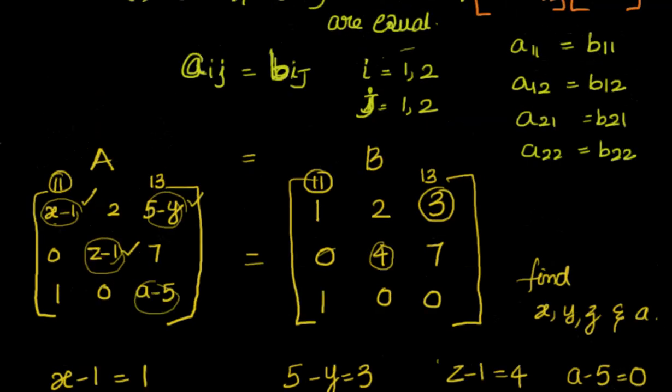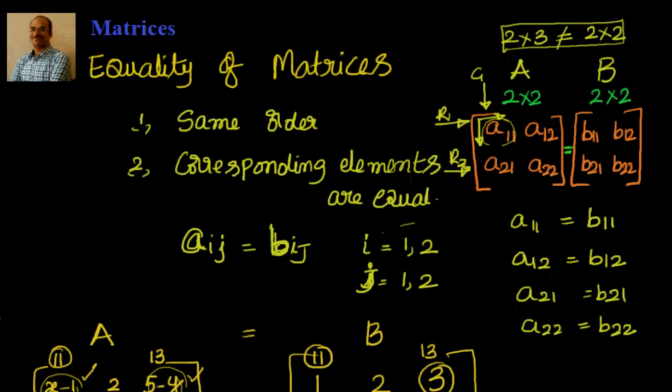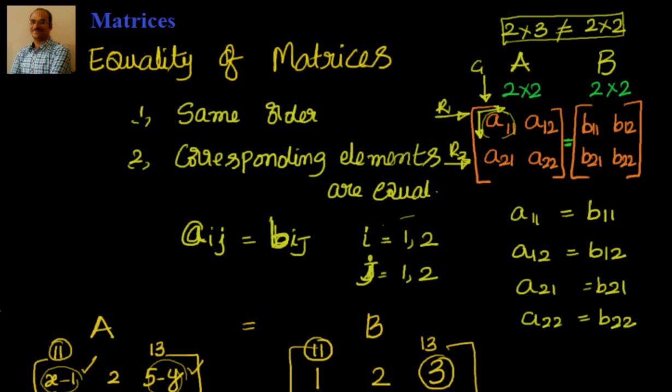So that's how we can do problems, and we have covered the topic of equality of matrices. To recap, two matrices of any order, that means they can have any number of rows or any number of columns, to be equal, each corresponding element should be equal, and first and foremost both of them should be of the same order, then only you can equate them.